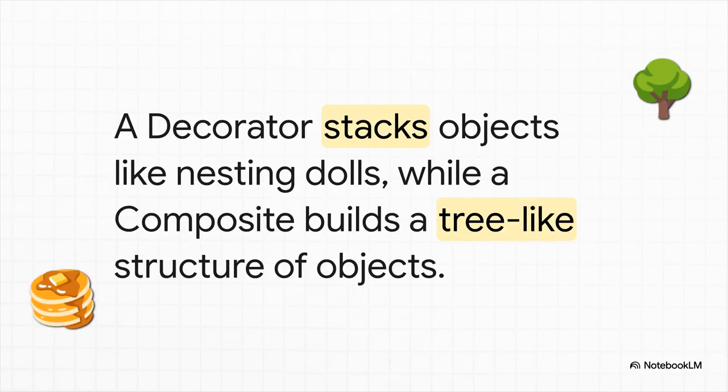And you don't want to mix it up with the composite pattern either. They both use composition, but the structure is totally different. Like we saw, a decorator is like a stack of plates, or maybe a set of Russian nesting dolls, one object wrapped inside another. A composite, on the other hand, is all about building a tree-like structure, so you can treat a single leaf and an entire branch the exact same way.